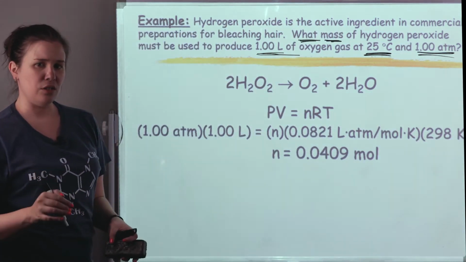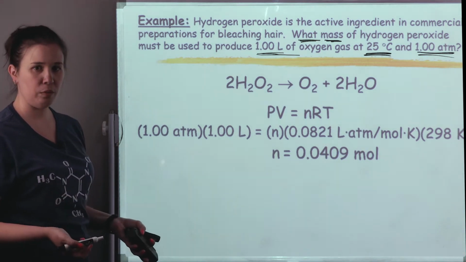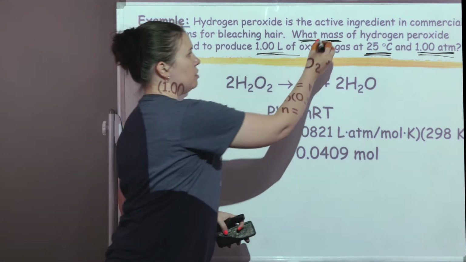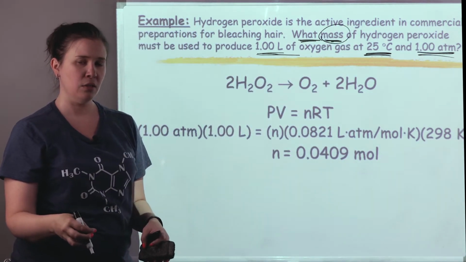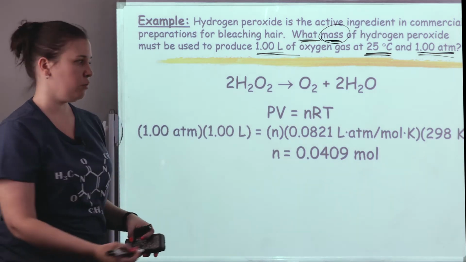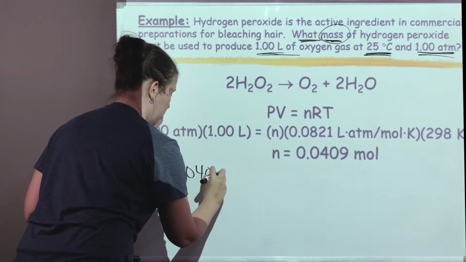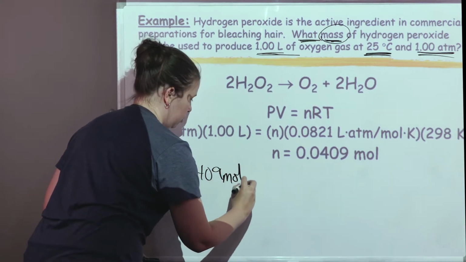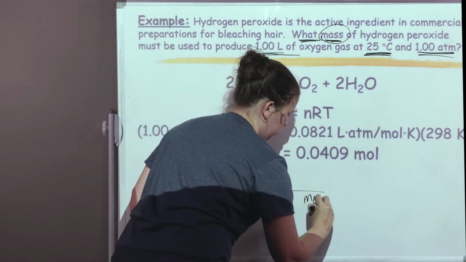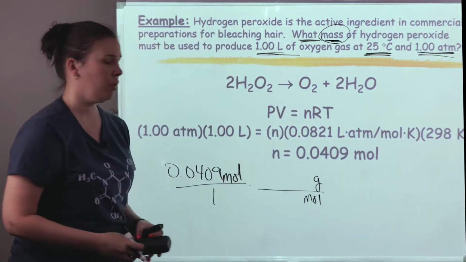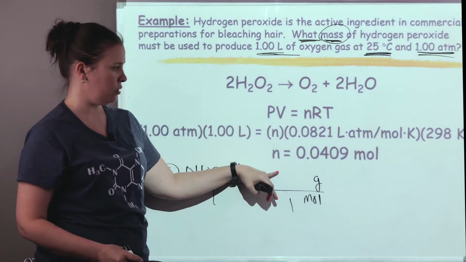Now, what's the catch here? What did we really just solve for? We found the moles, and we're being asked for a mass. So typically, how do we go from moles to mass? We would use the molar mass. So if I started with 0.0409 moles, put that over 1, I could put mole on the bottom and gram up top. Always 1 mole. The question is, what molar mass would I use?